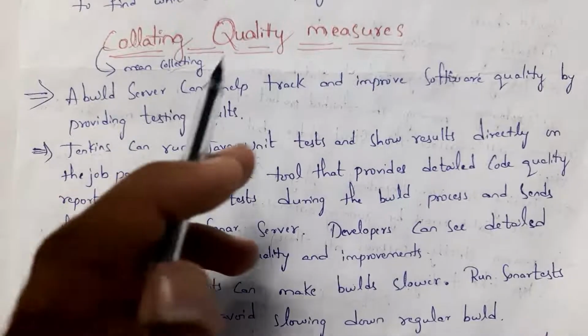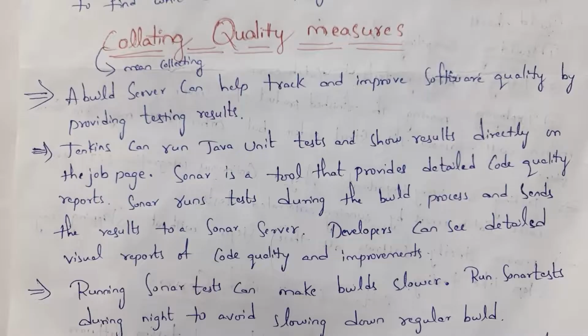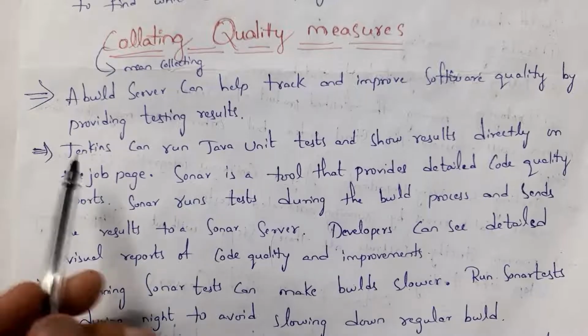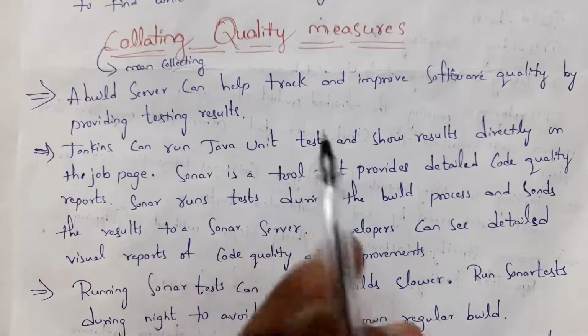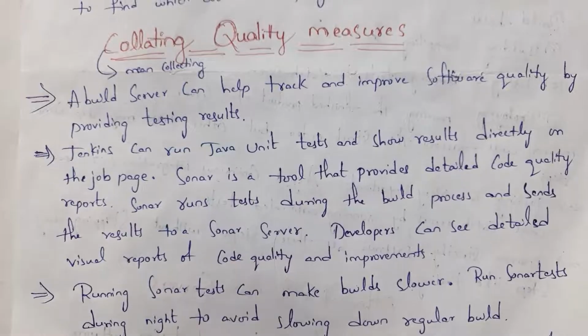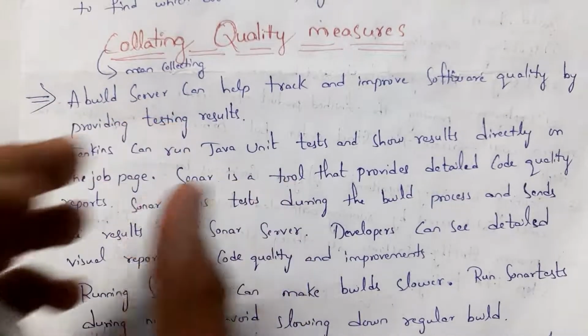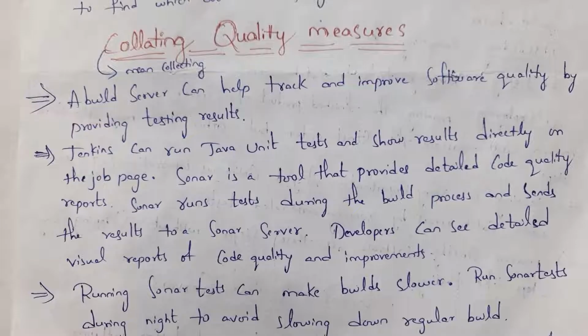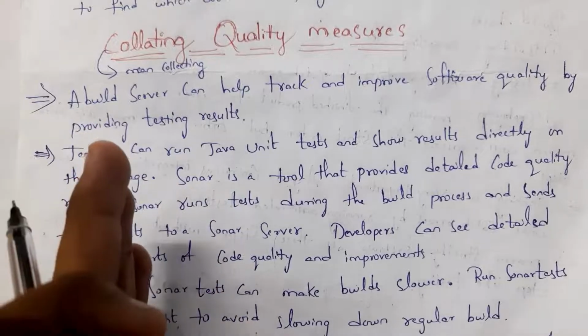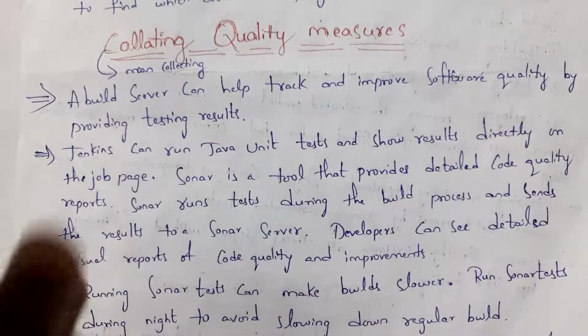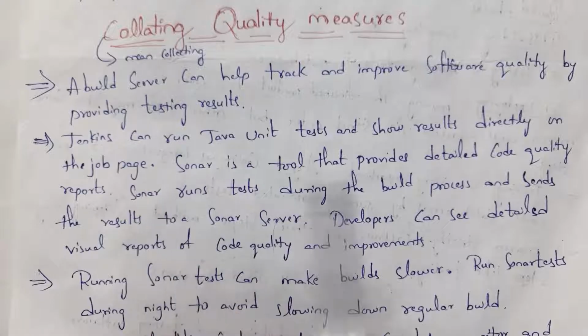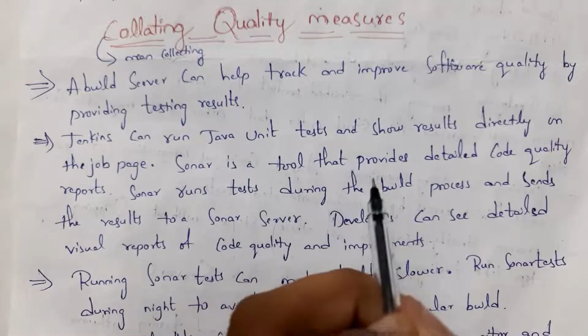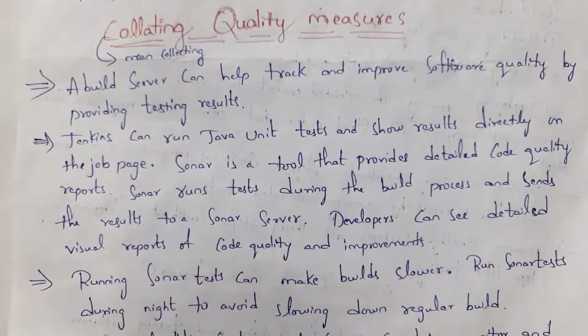A build server can help track and improve software quality by providing testing results. As we know, a build server will perform testing and then it will provide testing results. Jenkins can run Java unit tests and show results directly on the job page. Guys, by using Jenkins, we can test Java projects. After testing, the results are directly displayed in the Jenkins page. And not only Jenkins, there are some other tools like Sonar. This Sonar is a tool that provides a detailed code quality report. Guys, Sonar will perform testing during the build process and then it will display those results on the Sonar server. So developers can see the detailed report and based on that they can perform improvements on code.